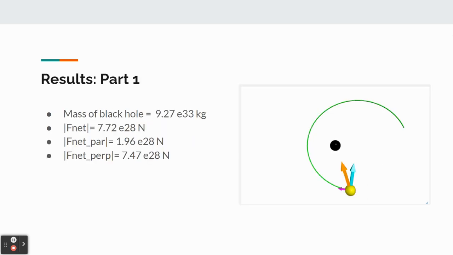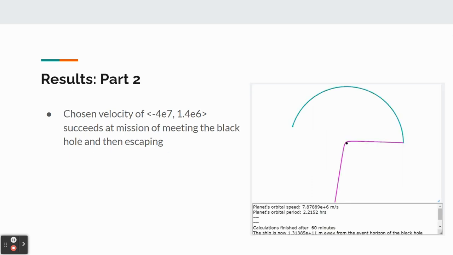Results. The final mass of the black hole comes out to 9.27 × 10^33 kilograms, and these are numbers we won't really ask for. The chosen velocity of -4 × 10^7 and 1.4 × 10^6 meters per second succeeds at the mission for the ship.